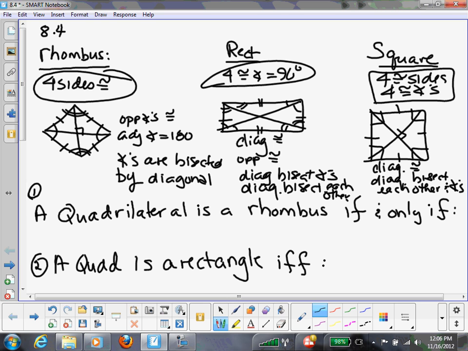So a square is the most specific of our quadrilaterals or parallelograms. It has the most characteristics that define it. Okay. So look at your chart. Take a look at the chart, this little chart thing that I said is going to be a really good friend of yours.